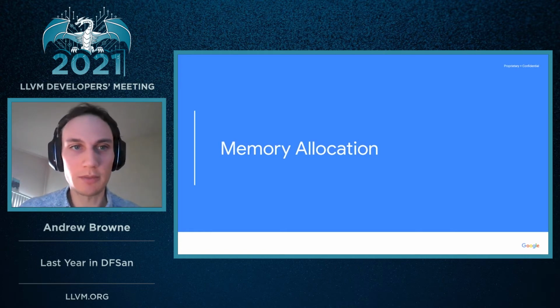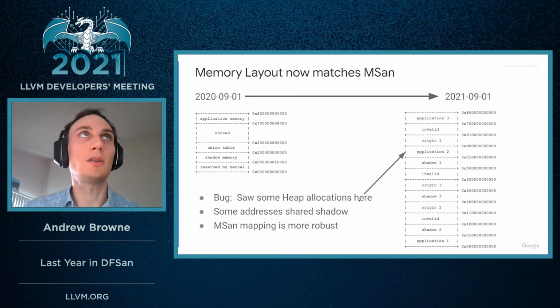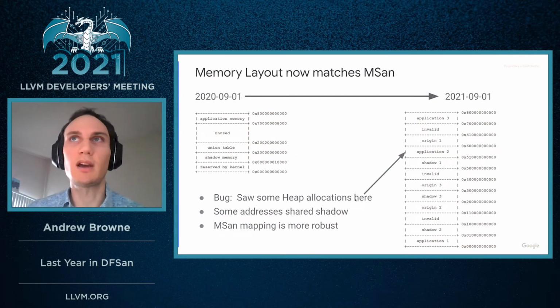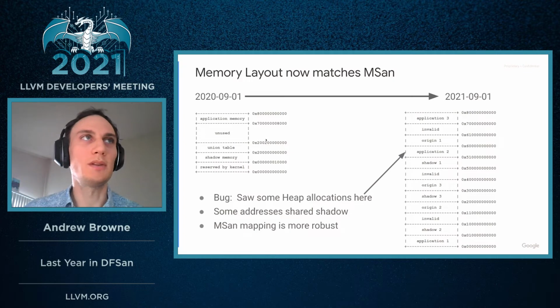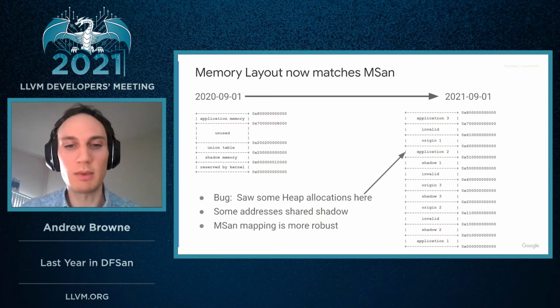So next, memory allocation. The memory layout in DFSan now matches MSan. Initially, DFSan used a simpler memory layout, but we saw some bugs where heap allocations occurred in a region of memory that we weren't expecting. So we switched to MSan's memory layout to make it more robust.